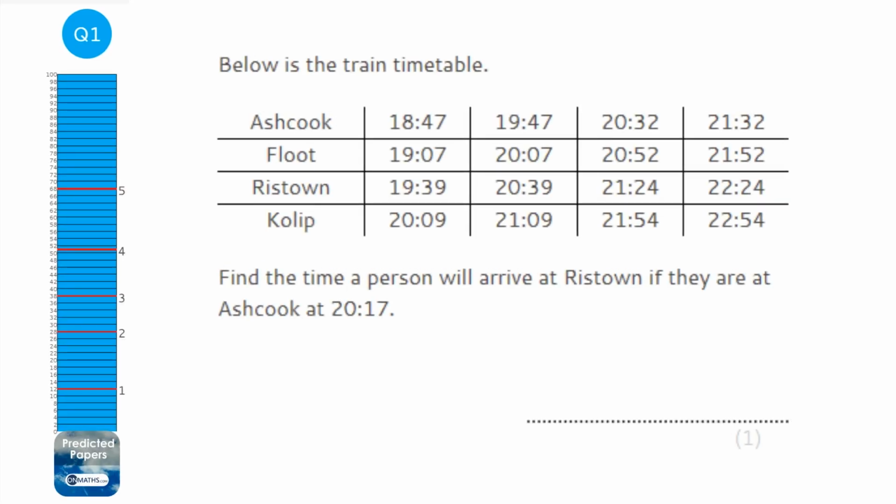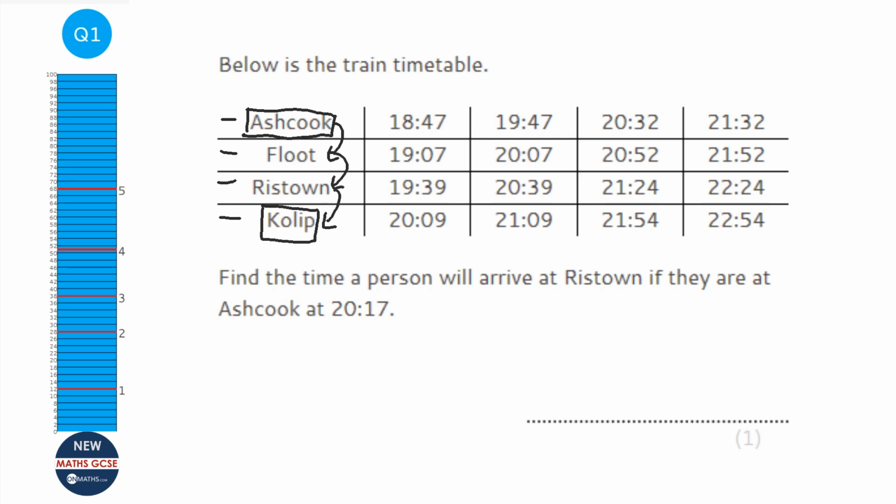So in this question we're given a train timetable and we've got 4 towns. We've got Ashcook, Flute, Risetown and Colib, and the bus is obviously starting at Ashcook and then finishing at Colib, passing through these towns as it goes. So it says that we arrive at 2017 at Ashcook. Now we will have missed this train and we'll have missed this train, but we'll be in time for this train, so we'll take the 2032 train.